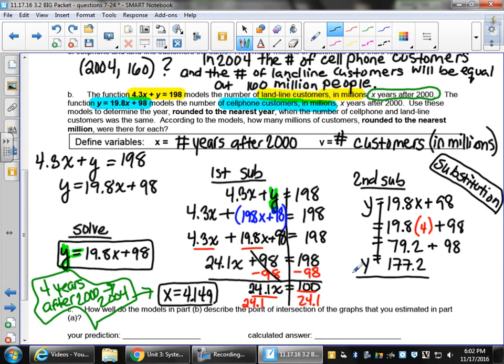There's my math answer, but how do I apply this to the question? This is number of customers in millions, and I have rounding directions again, round to the nearest million. So to the nearest million, 177 million.